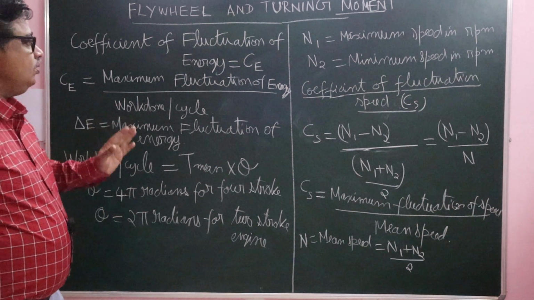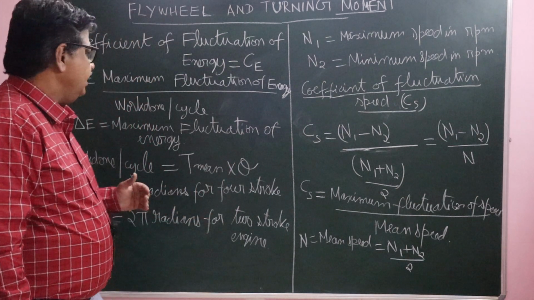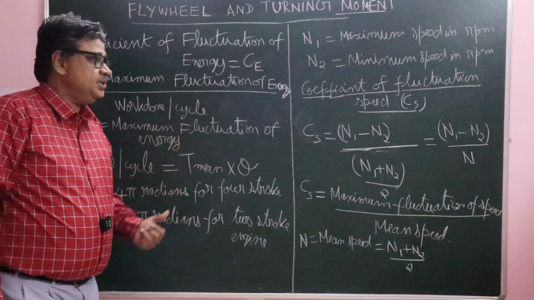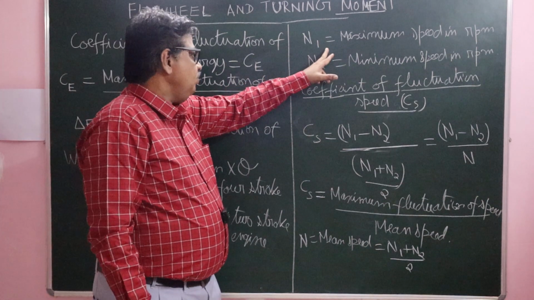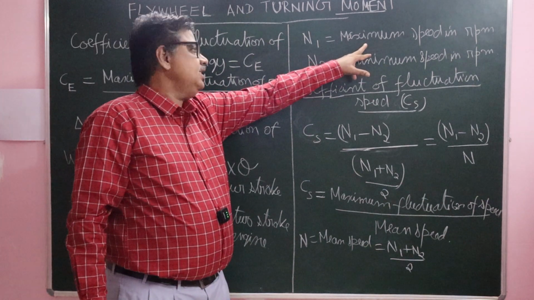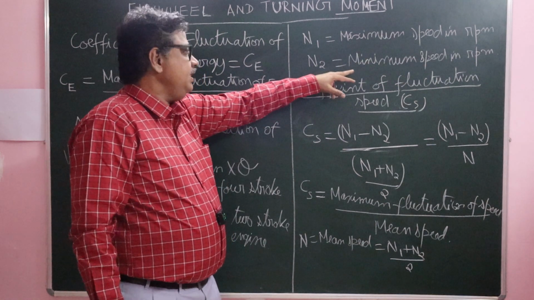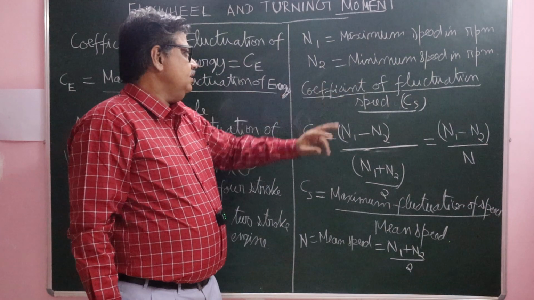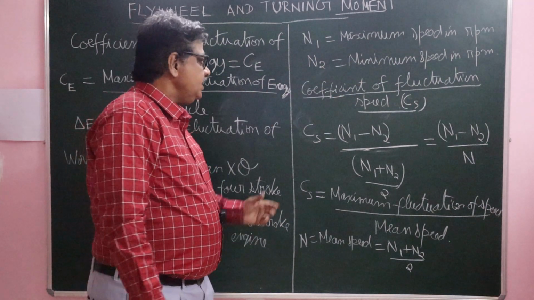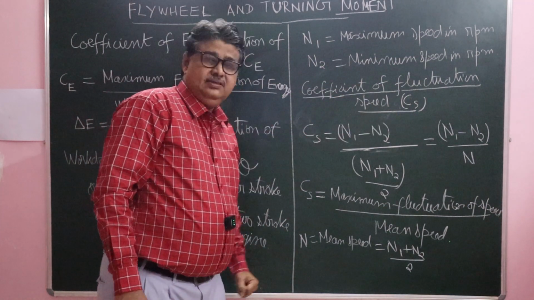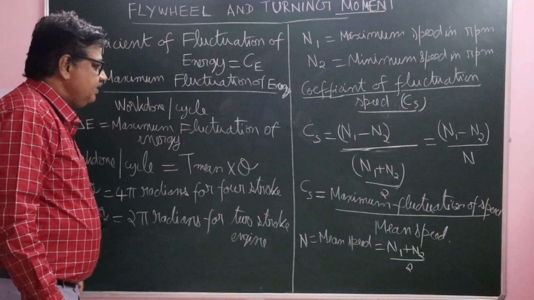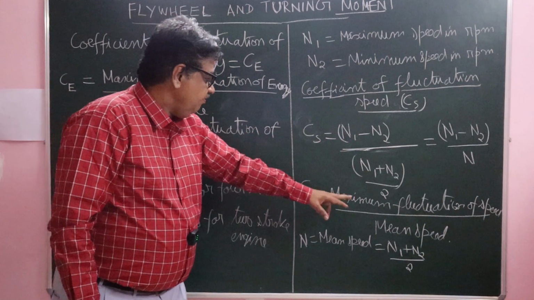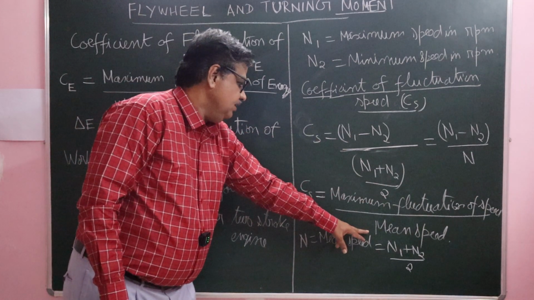Now, I told you already, the energy of the engine increases. When the energy increases, the speed increases. So, N1 is the maximum speed of the engine in RPM. N2 is the minimum speed of the engine in RPM, revolutions per minute. What is the coefficient of fluctuation of speed? Coefficient of fluctuation of speed, CS, is equal to the maximum fluctuation of speed to the mean speed.